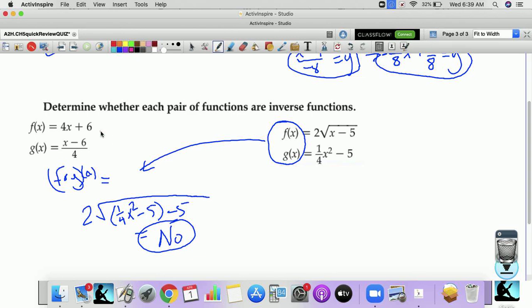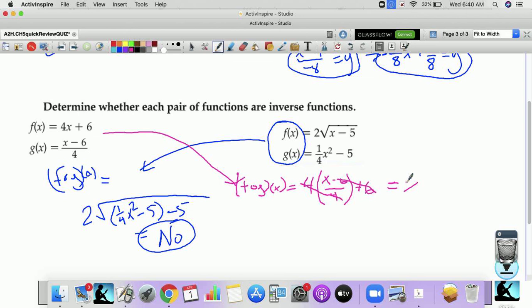Let's take a look at this one. Maybe this one is, and we can just do a little bit more work to see how that pans out for us. So let's do f of g of x here. So I'm going to take my f function, I'm going to plug g of x into it. So I start off with 4x, so it's going to be 4 times x minus 6 over 4, and then a plus 6 here. So these two things cancel, right? I multiply and divide. I'm left with x minus 6 plus 6. These two cancel. I do get x.